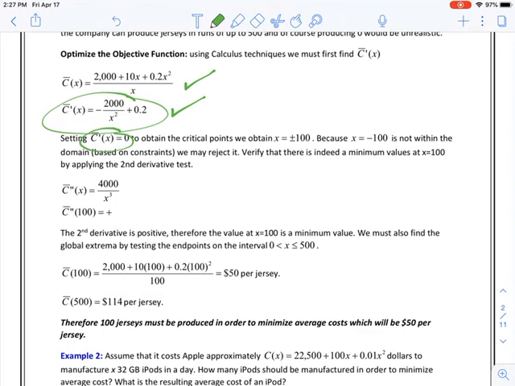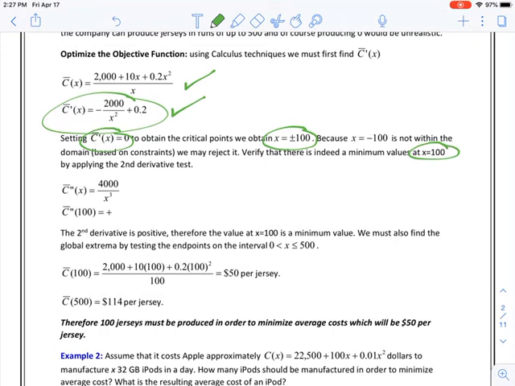Now, some of these problems are going to be a little tricky with the algebra, but it's nothing that we cannot do. All right, so we find out that x is equal to plus or minus 100, but negative 100 doesn't make sense within the context of the problem, so we can ignore it. So our answer should be x equals 100.